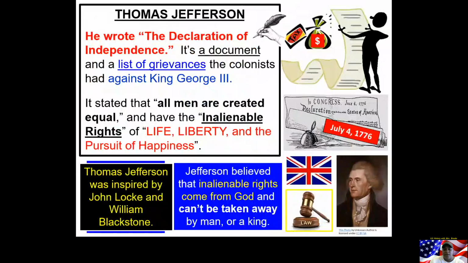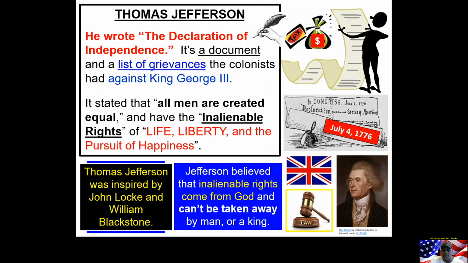Now, after all of this fighting, the war is still going on. We're in the middle of a war, and there's a person named Thomas Jefferson. Thomas Jefferson is going to write a document. The document is called the Declaration of Independence. It will be used to inform the King of England that the Americans want to separate. They want to divorce themselves from England.